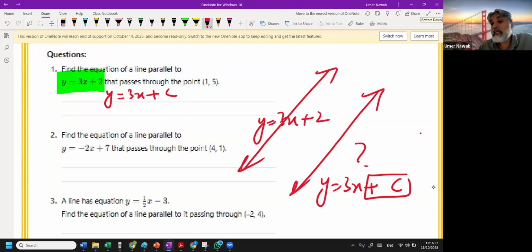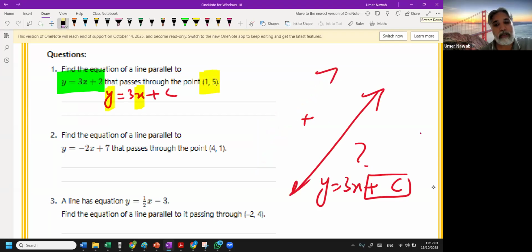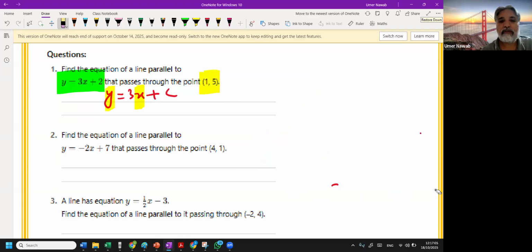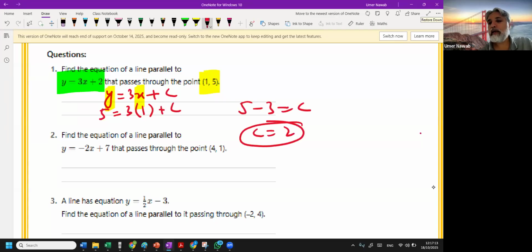And you remember how we always find c? We always use the point and substitute it in place of x and y to get the value of c. So please, guys, go ahead and try to find the value of c. So your y is 5 and your x is 1. So 5 minus 3 is equal to c, c is equal to 2. Wow, I can find the equation of a line. What is the gradient? 3x. And what is the c?